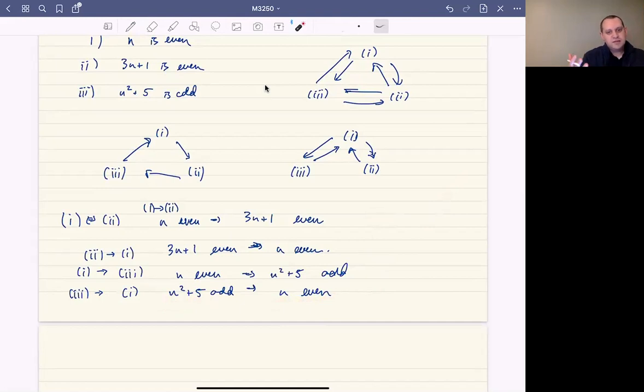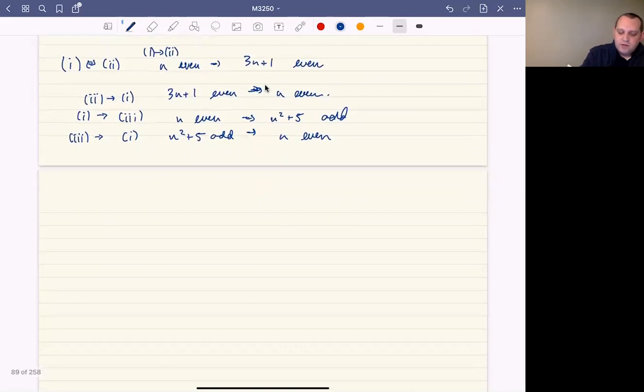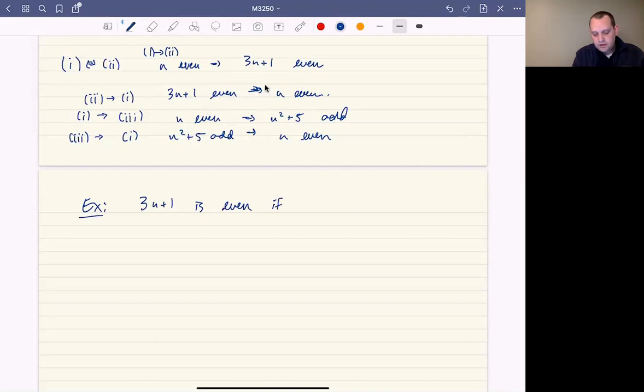I have something similar to this typed up in the notes, so I'm not going to belabor this point anymore, but this is a proof by equivalence. One other thing I want to say is that frequently in math, statements come in this form: 3n plus 1 is even, if and only if n squared plus 5 is odd.